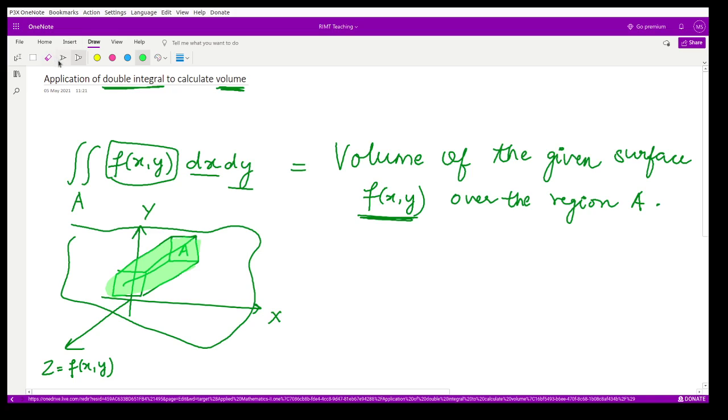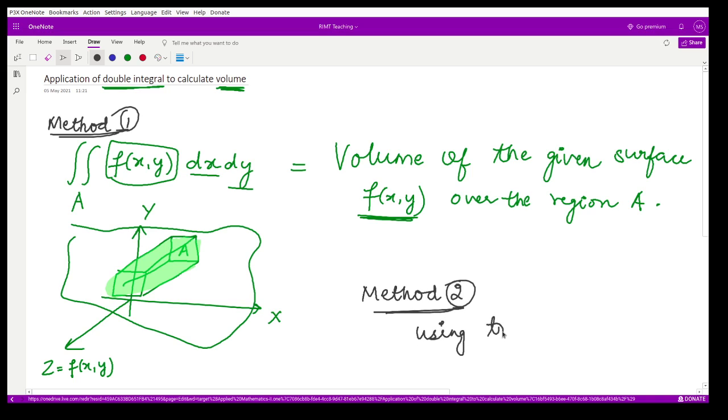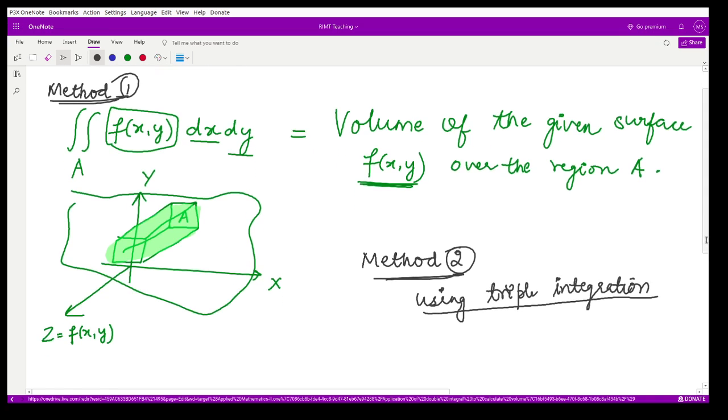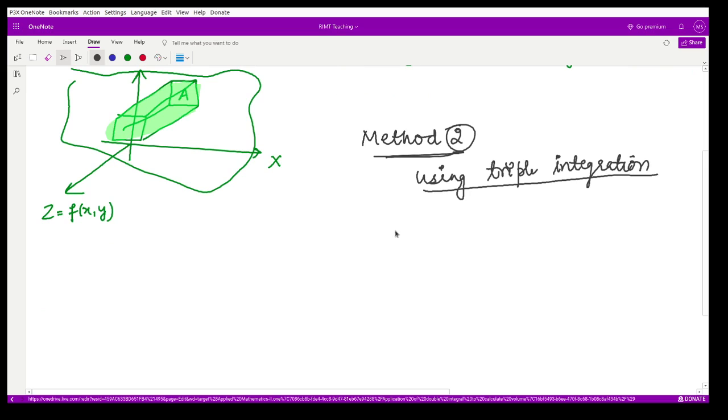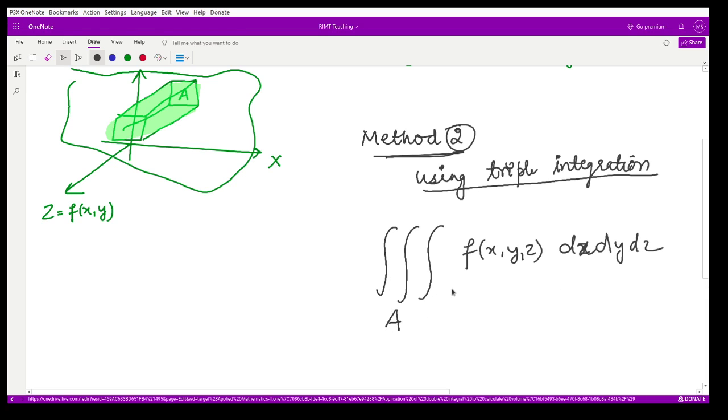This we already know. This is one method to calculate the volume, method 1. Another method to calculate volume of the given surface is using triple integration. Now, how do you calculate the volume of the given surface using triple integration? It is very simple. Now you take triple integration of the function f of x, y, z, dx, dy, dz, and here are the given values of the limits of x, y, z, whatever.